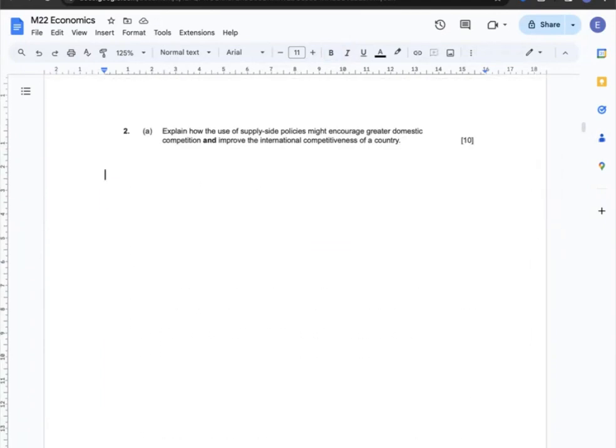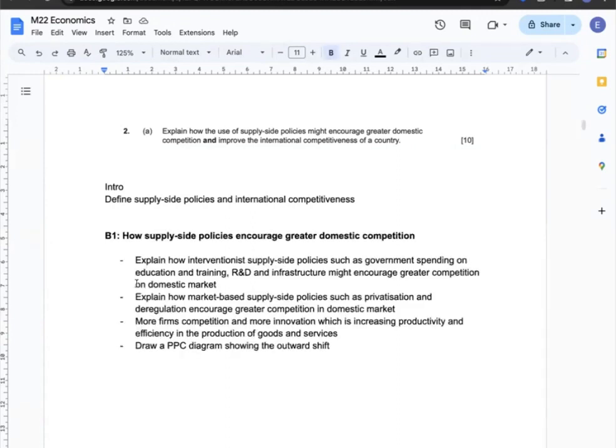Question number 2A. Explain how the use of supply side policies might encourage greater domestic competition and improve the international competitiveness of a country. In the intro, I can define supply side policies and international competitiveness. And in body one, I can explain how supply side policies encourage greater domestic competition.